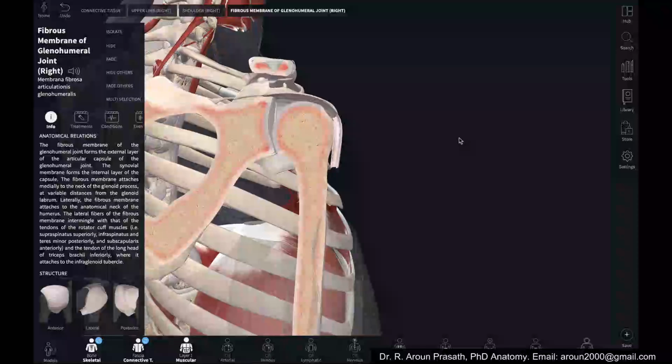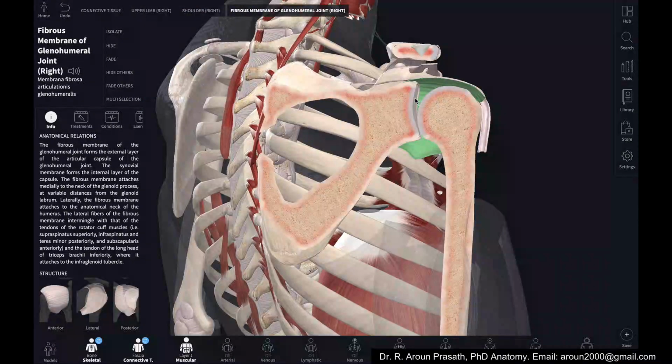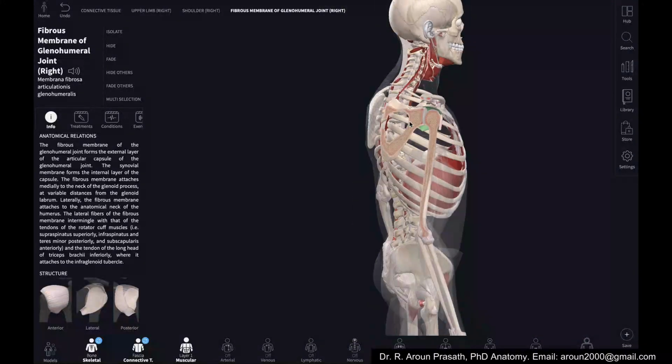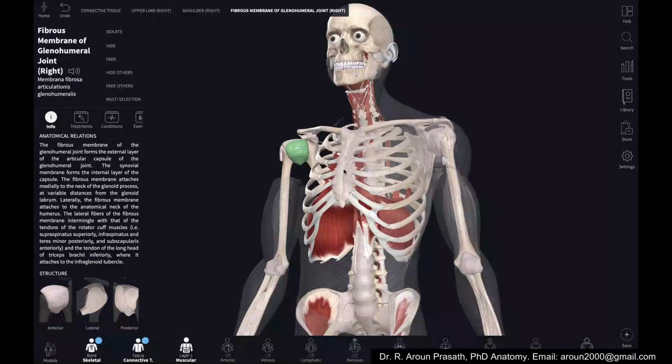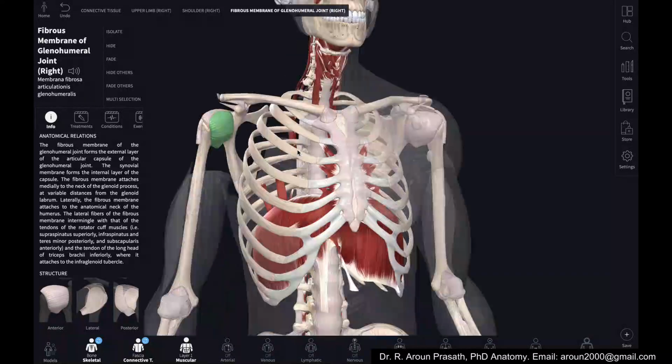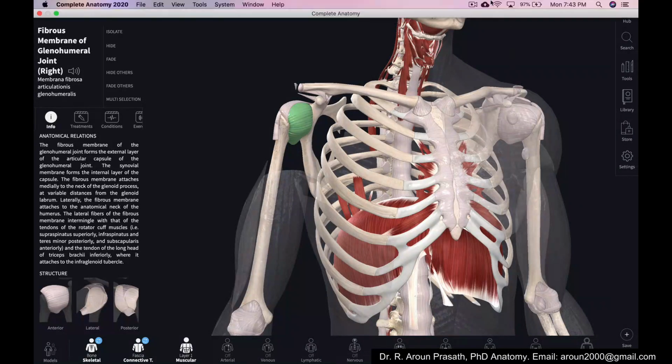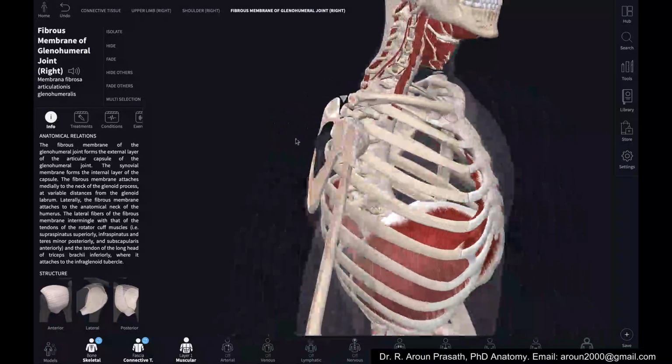And moreover, you can see the joint cavity of the glenoid fossa is shallow, and the hemispherical head also doesn't correctly fit into the glenoid fossa. So because of this, what you have to understand is that the muscles and the ligaments present around the joint give adequate support to prevent dislocation of the glenohumeral joint. This is what you have to understand here.